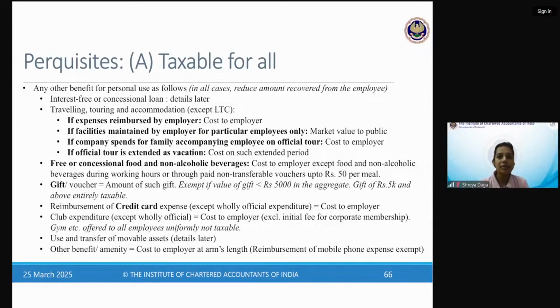मूवेबल एसेट्स जैसे आप यहाँ पे ऑफिस में फर्नीचर यूज कर रहे थे, एम्प्लॉयर ने बोला आप इसको घर ले जाओ. ठीक है, या आपको हम लैपटॉप दे रहे हैं, आप कभी कभी घर के काम के लिए भी यूज कर सकते हैं. So if assets of the company are being given to the employee for use or on transfer, for personal use, then it can be a taxable perquisite. कैसे, क्या वैल्यू होगा, we will discuss later.